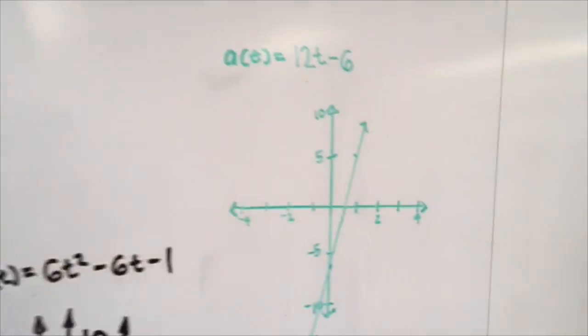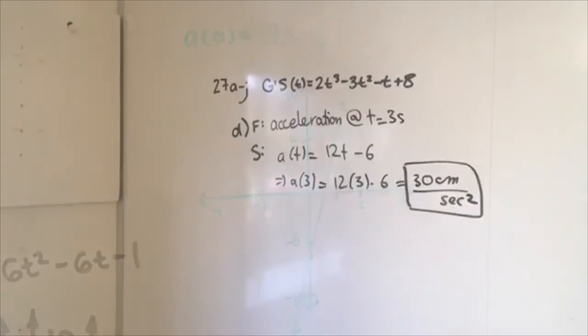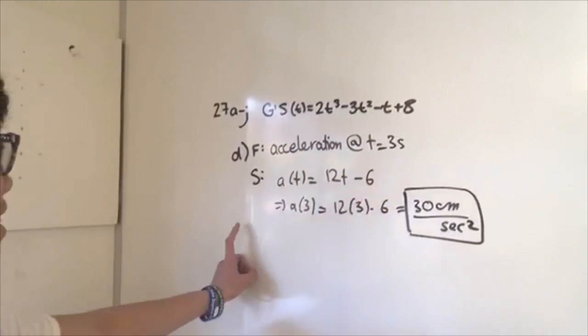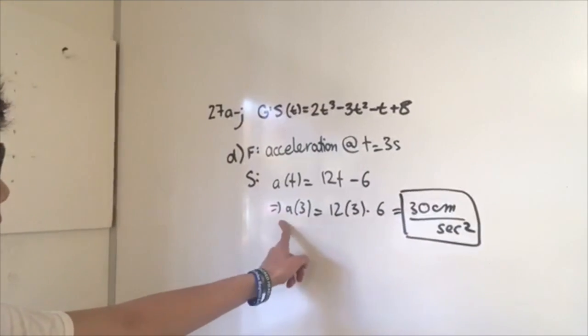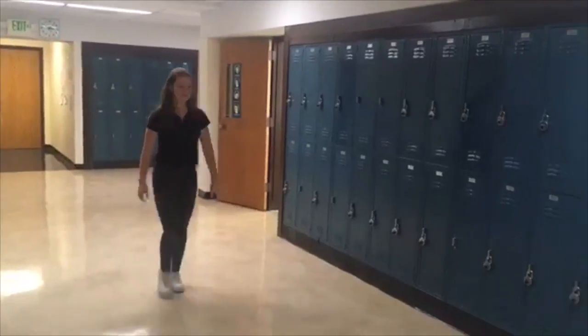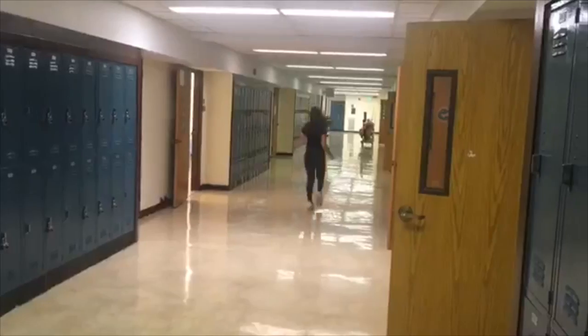For C, we had to find the acceleration equation using the derivative, so here's our answer, and over here you can see that that's the graph of acceleration. Okay, so we have to find acceleration at t equal to 3 seconds, and we just plug 3 into the acceleration equation, and we got 30 centimeters per second squared. So at t equal to 3 seconds, the object is accelerating at 30 centimeters per second squared.